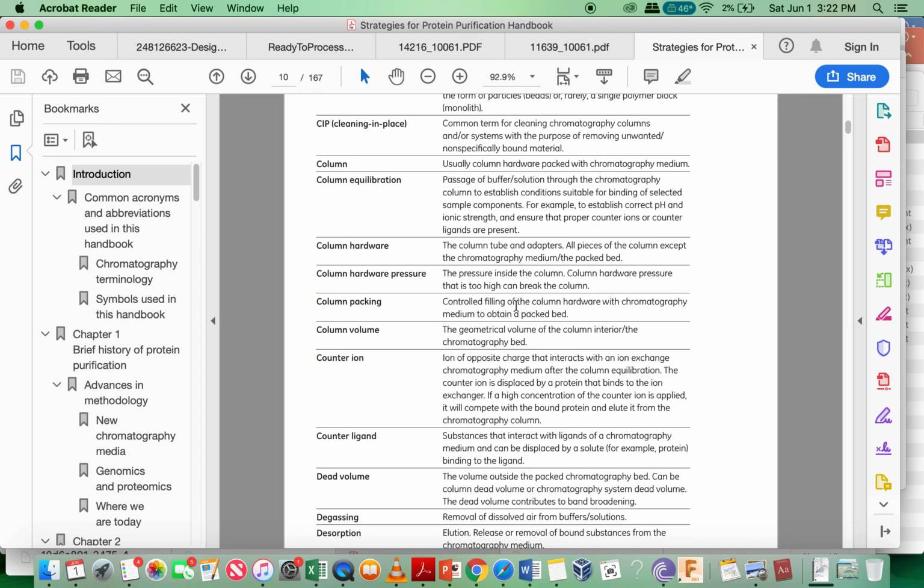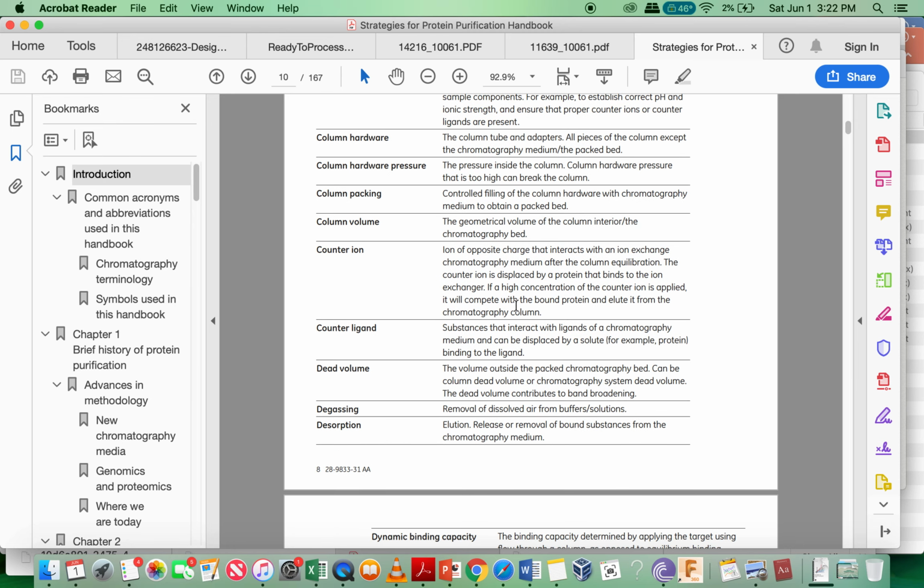Column volume, the geometrical volume of the column interior, the chromatography bed. Counter ion, ion of opposite charge that interacts with an ion exchange chromatography medium after the column equilibration. The counter ion is displaced by a protein that binds to the ion exchanger. If a high concentration of the counter ion is applied, it will compete with the bound protein and elute it from the chromatography column.